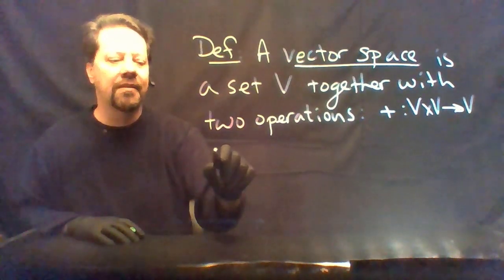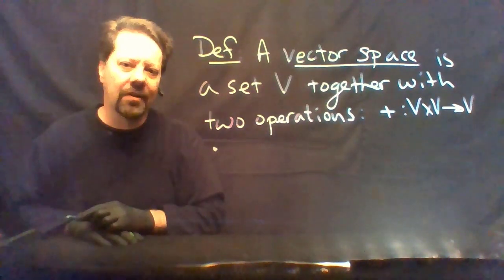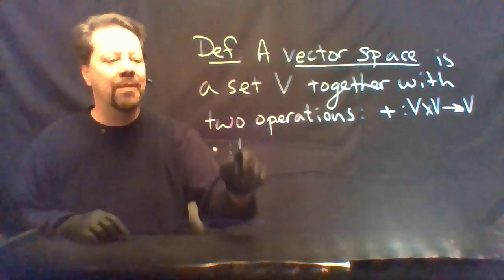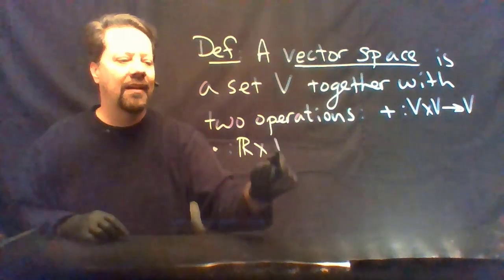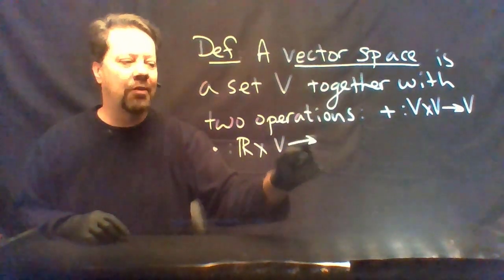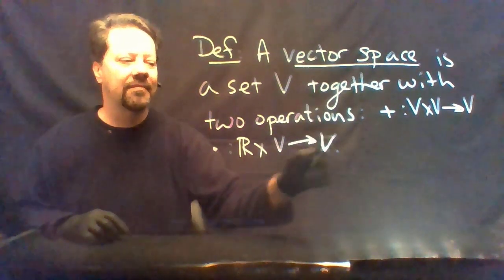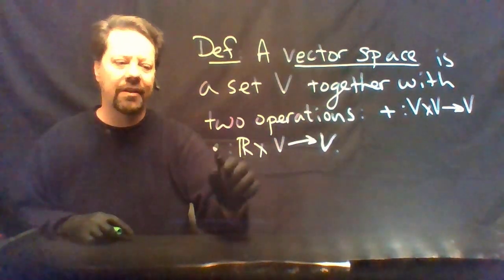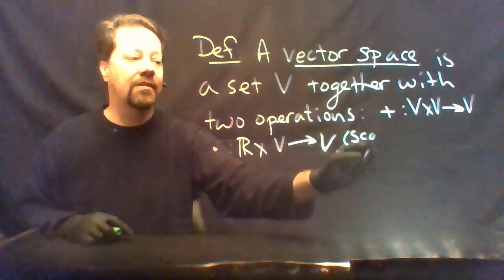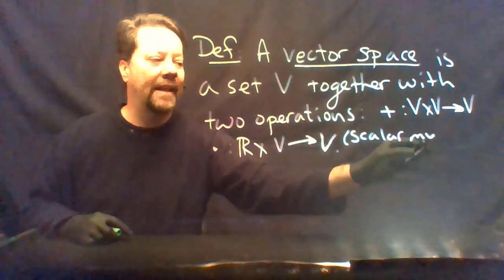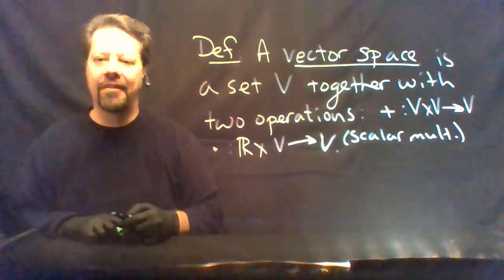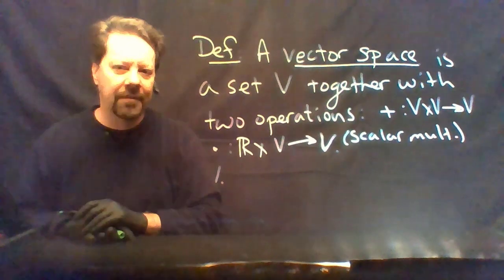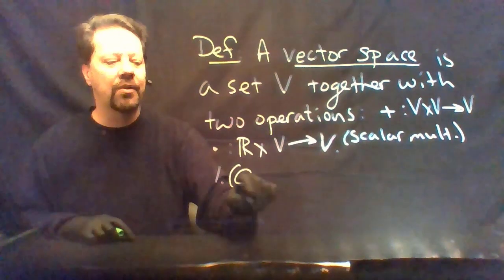And there's also the other operation called scalar multiplication. Scalar multiplication takes a real number and a vector and outputs a vector. Now, these two operations, vector addition and scalar multiplication, have the following 10 properties as I enumerate them. First is a closure law of addition.